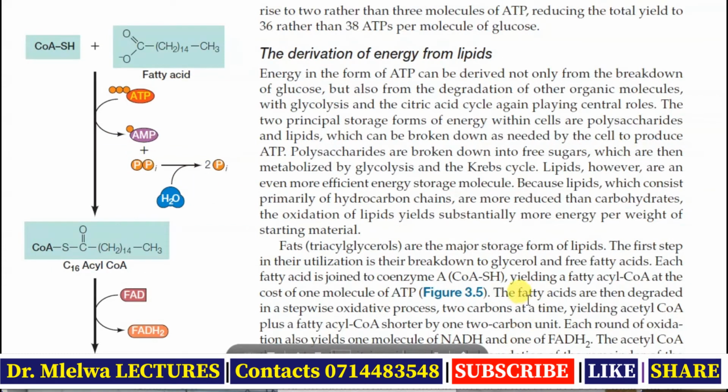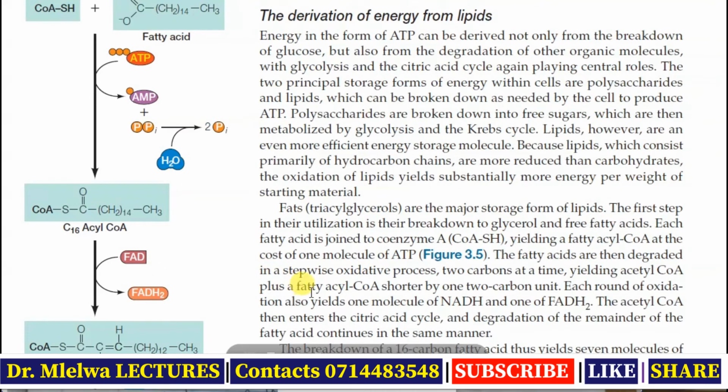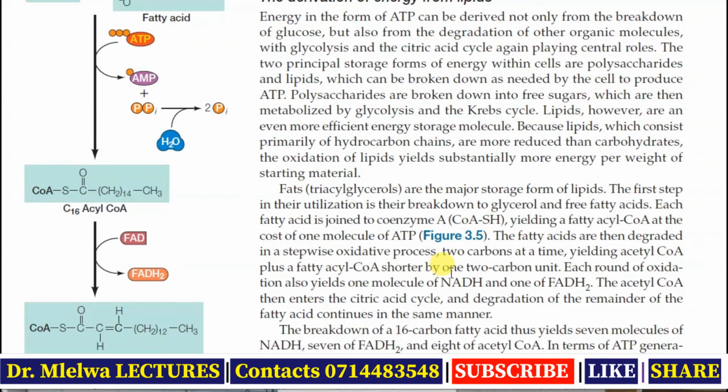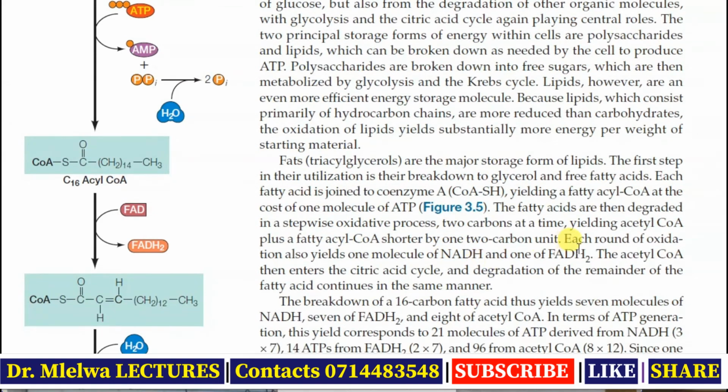But from there fatty acids are then degraded in a stepwise oxidation step, 2 carbons at a time, yielding acetyl coenzyme A plus a fatty acyl coenzyme A shorter by 2 carbon units. Each round of oxidation also yields 1 molecule of NADH and FADH2. The acetyl coenzyme A then enters the citric acid cycle and the degradation of the remainder of the fatty acid continues.